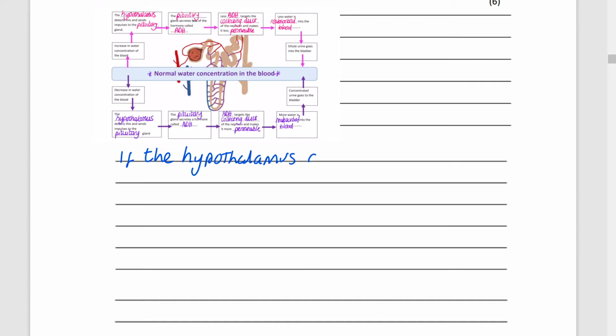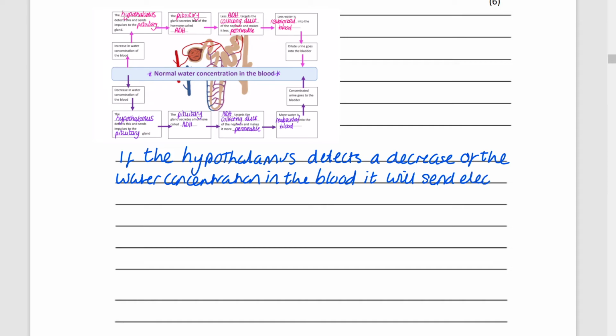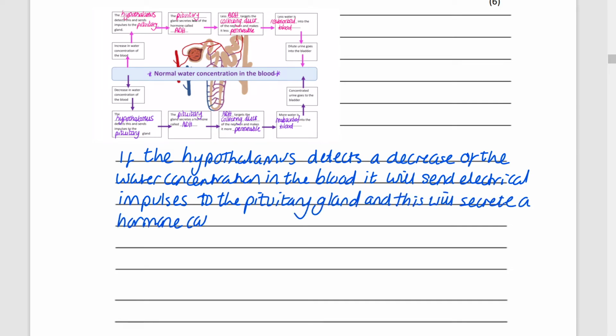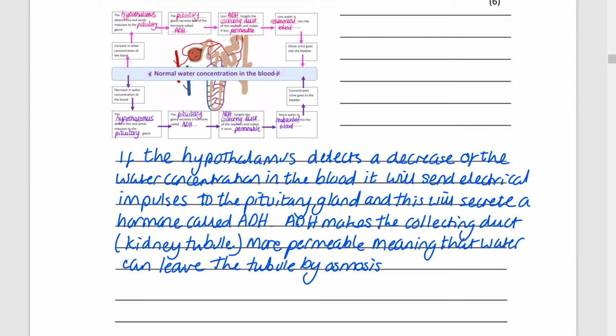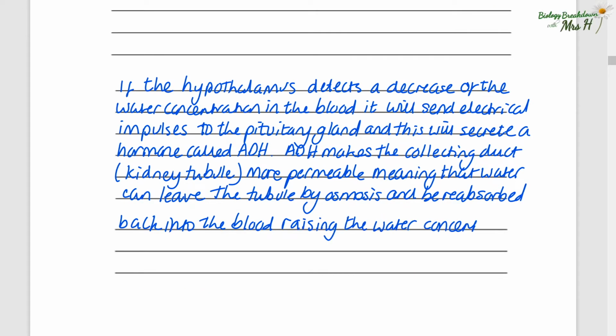So if the hypothalamus detects a decrease of the water concentration in the blood, it will send electrical impulses, not signals. Make sure it's electrical impulses to the pituitary gland, and this will secrete a hormone called ADH. ADH makes the collecting duct, or you are allowed to put kidney tubule there, more permeable, meaning that water can leave the tubule by osmosis and be reabsorbed back into the blood, therefore raising the water concentration back to normal.